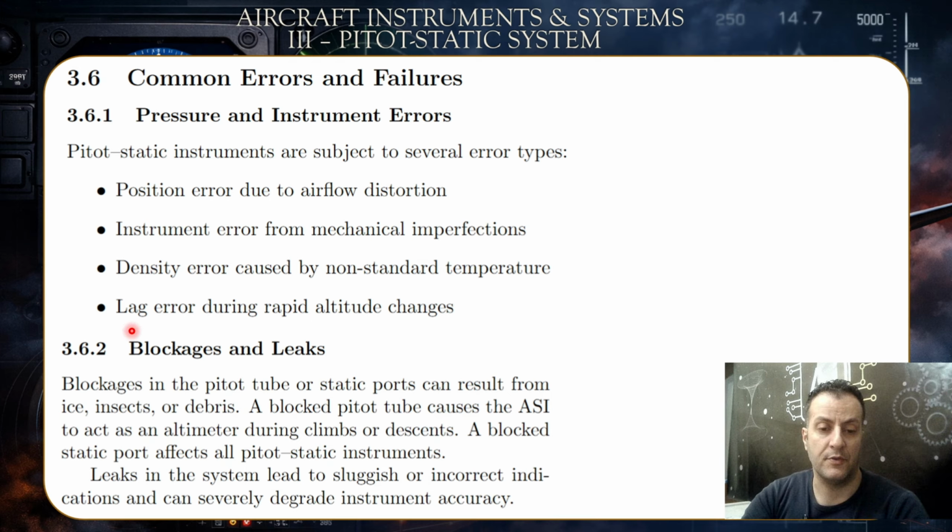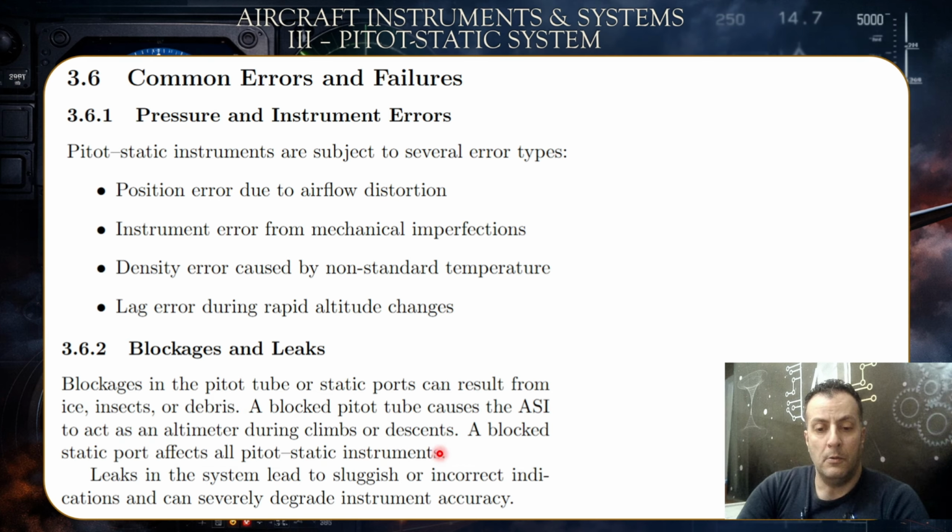Now, another factor is blockages and leaks. Blockages in the pitot tube or static ports can result from ice, insects, or debris. We had that problem happen multiple times. Actually, there was an incident, which I referred to in former slides, in which the pitot tube was blocked by an insect that formed its own housing, like a fabric, within the pitot tube, which led to the aircraft going down due to the misreading of the airspeed.